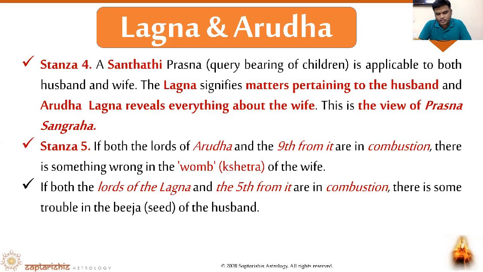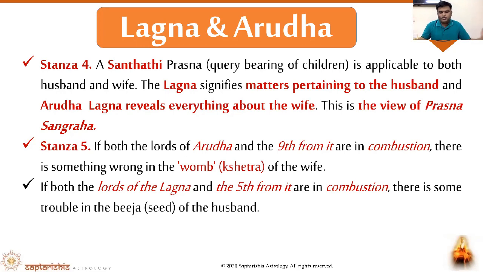Same things you can check through Lagna also. Look at the fifth house from Lagna. Why the fifth house? The fifth house shows the seed. There is a concept of Bija and Kshetra. I think everybody knows about Bija Sphuta and Kshetra Sphuta, a concept in Prashna Marga. So the Bija part you can see from the fifth house from Lagna, and the Kshetra part you can see from the ninth house from the Aruda.